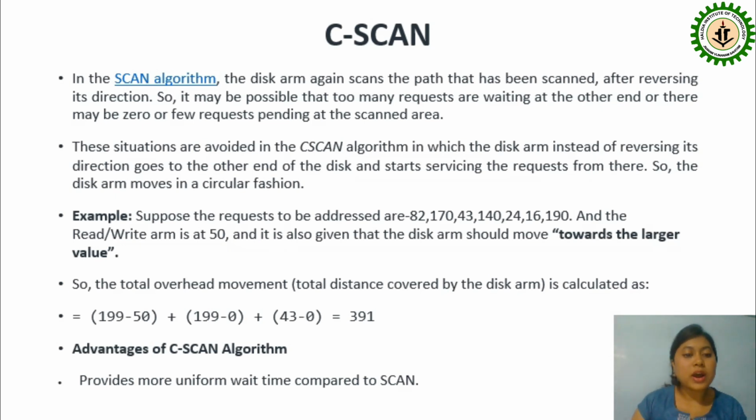Okay, that is, we go from the current position 50 to the last larger position, that is 199. So 199 minus 50. Then from 199 we go to the other end, that is 0. So 199 minus 0. Then from 0 we go to the other request, the smallest one, that is 43. So we go from position 0 to 43, giving a total of 1624. Okay. What is the advantage of the C-scan algorithm? It provides more uniform wait time compared to scan.